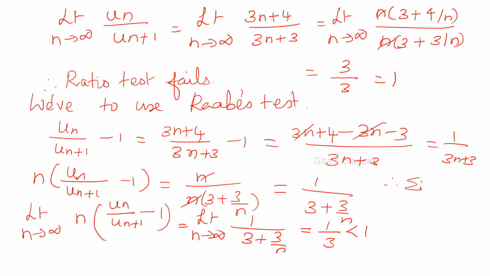Therefore, sigma u_n is what? Less than 1 means the condition is divergent. Sigma u_n is divergent. This is the conclusion, because the L value is less than 1. Sigma u_n is divergent by using Raabe's test.